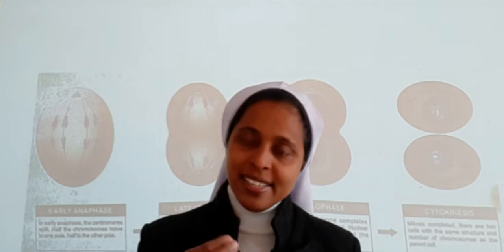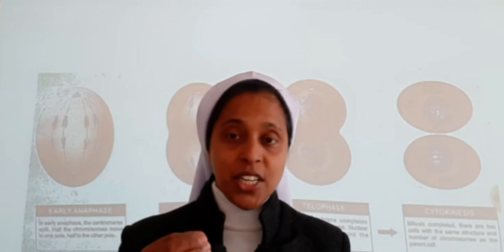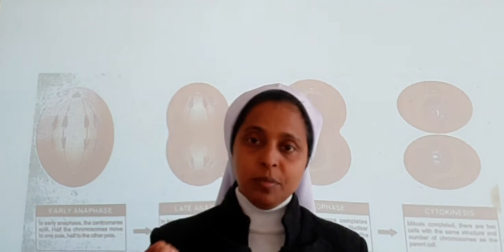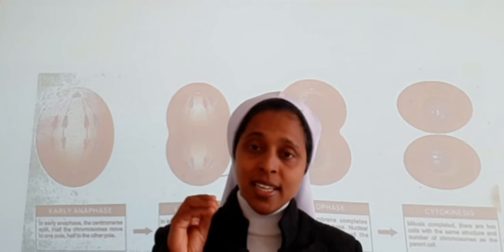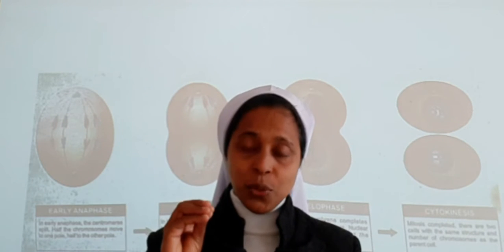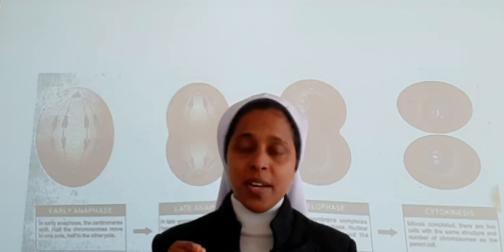Through furrow methods it takes place in the animal cell. In plant cells, how is it taking place? Due to the cell plate formation. So in animal cells it is taking place through the furrow method, and in plant cells it is taking place through the cell plate formation.